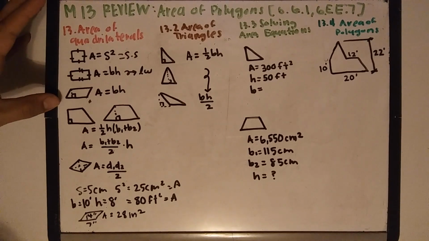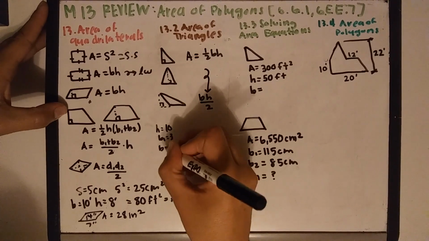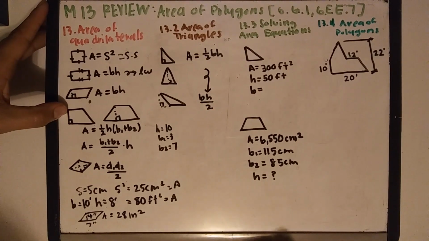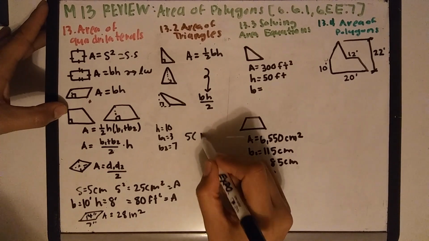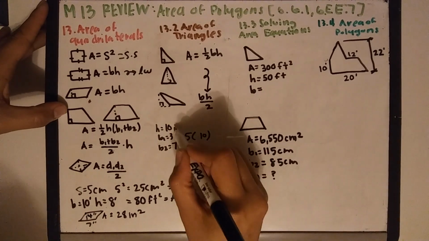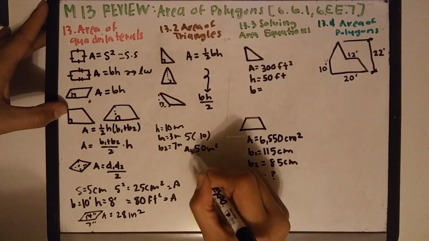Let's do one for a trapezoid. Something like that, I can do half of 10, which is 5, times those bases added together, that's 10, so that's going to give me 15. Let's say that those are meters, square meters.